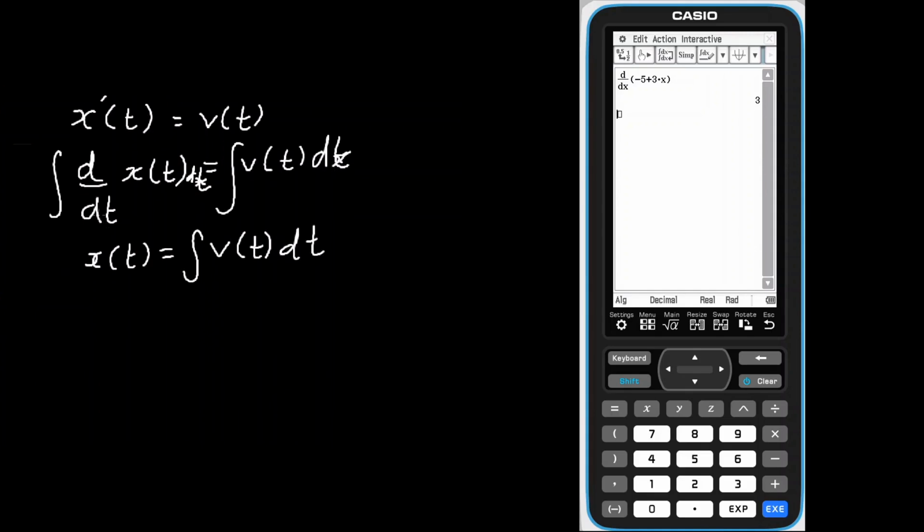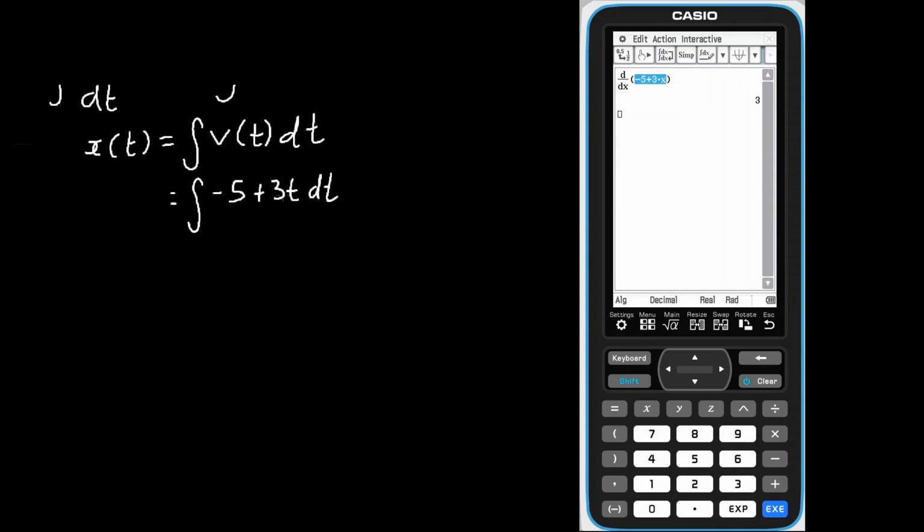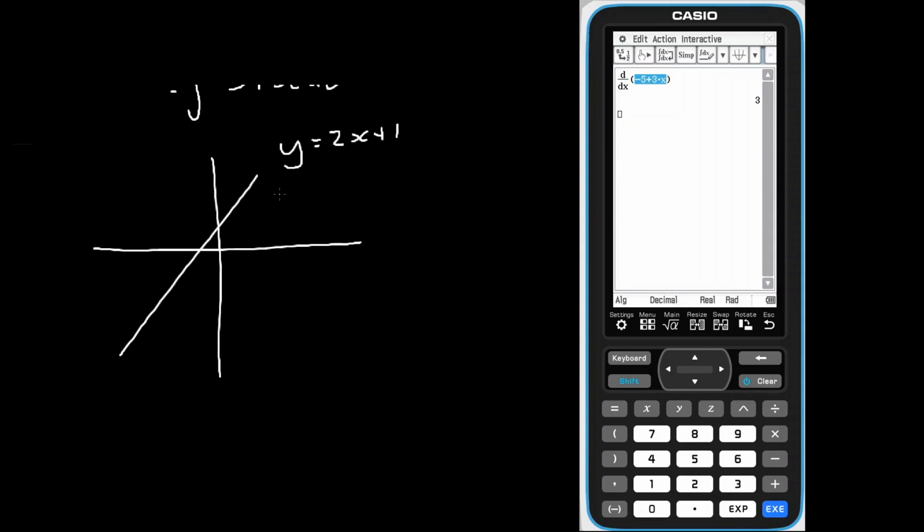Okay, so now when we do this, we can use our calculator to say that it will be minus 5 plus 3t dt. But this will give us, unfortunately, an integration constant. So if you've never come across this before, what is an integration constant? Let's take a really simple example. I have a graph here, and this is y is equal to 2x plus 1. So it's something like this.